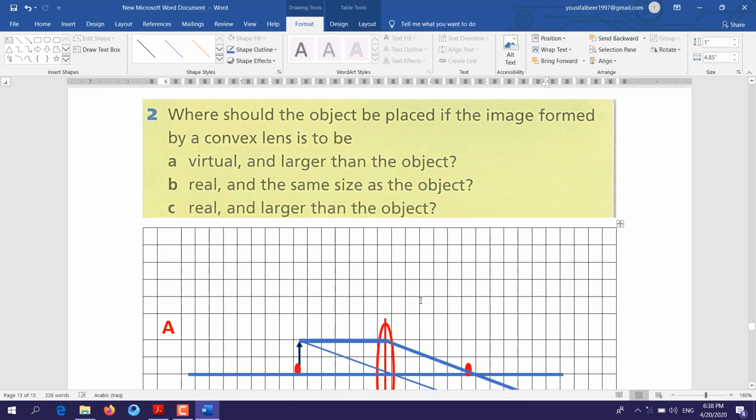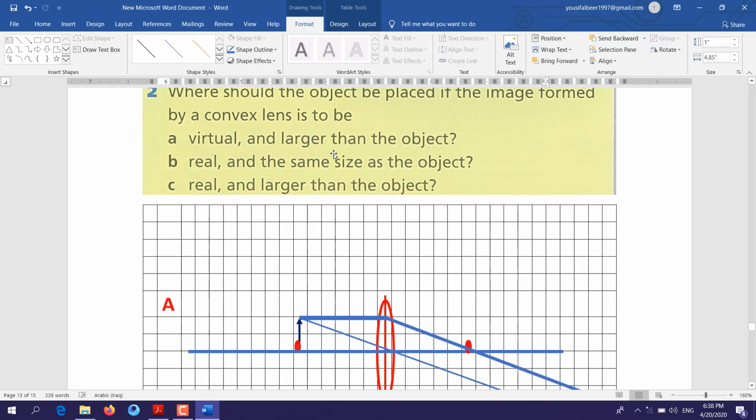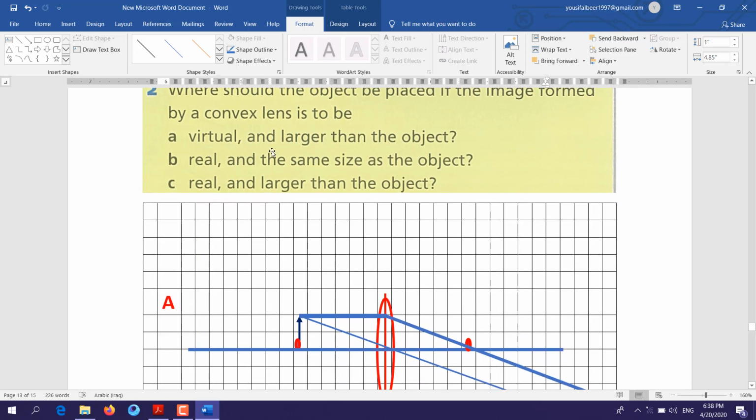Question number 2. Where should the object be placed if the image formed by a convex lens is to be A. Virtual and longer than the object?